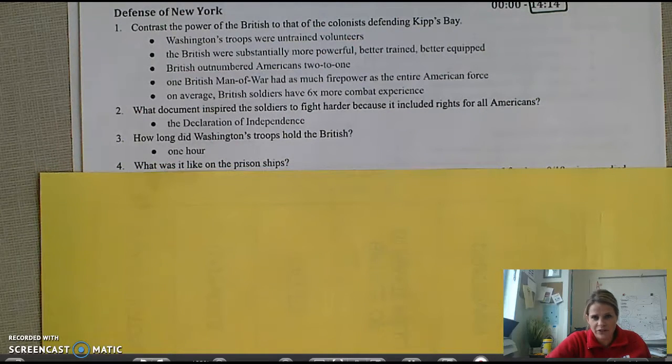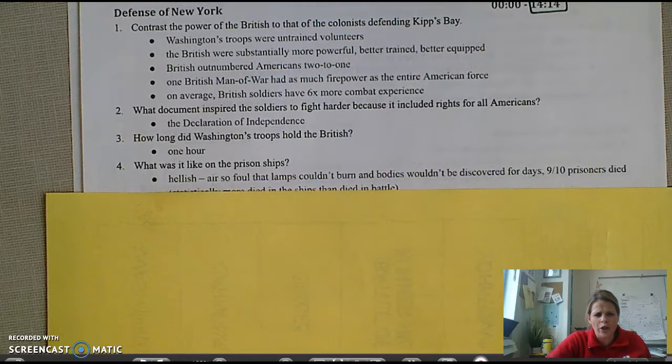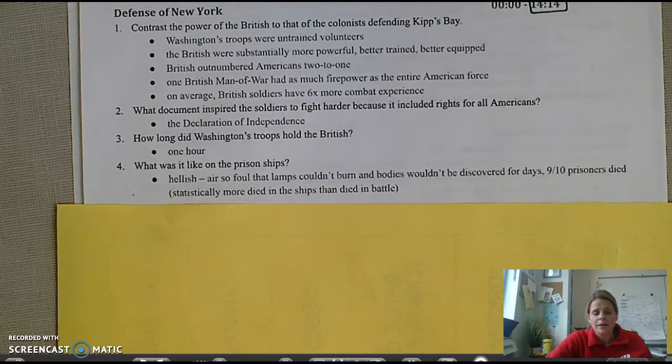And then the prison ships are described. Pretty disgusting. Hopefully you got some of this stuff. They described it like hell. Air so heavy and foul that they couldn't even burn a lamp. People would die and they wouldn't discover their dead bodies for days, and then they just dumped their dead bodies overboard. And years later, bones continue to wash up on the shore from these dead bodies. And somebody in the video said that now they do have a memorial for these men that died on these ships, but they didn't for a while.